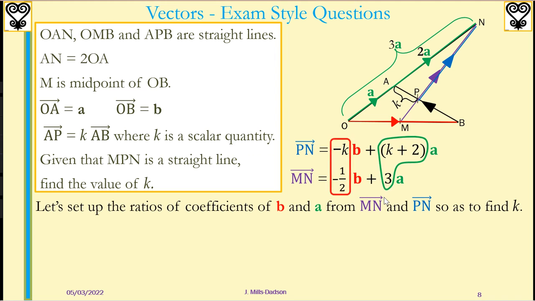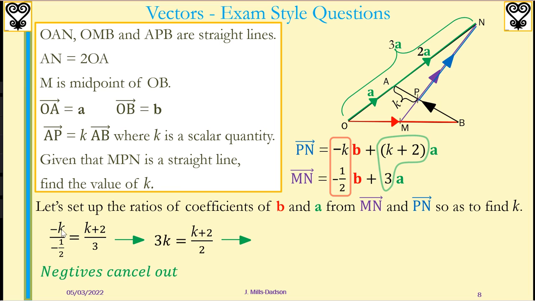So we are going to compare their coefficients and set up a ratio, meaning negative K over half should equal K plus 2 over 3. That's what I mean by equating coefficients, the ratio of coefficients. So we set up this, and the negatives will cancel out. So if you divide K by a half equals K plus 2 over 3, this is what you will have. Cross multiply: 3 times K is 3K. Remember, the negatives cancel out. So 3 times K is 3K, and half times K plus 2 is K plus 2 over 2.